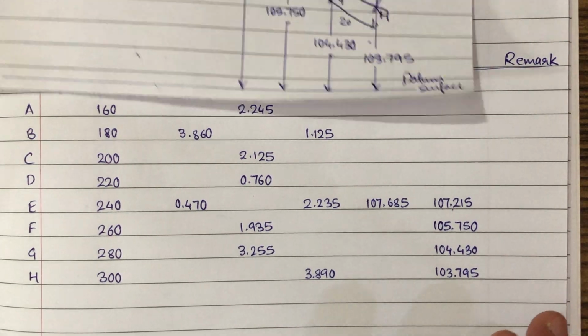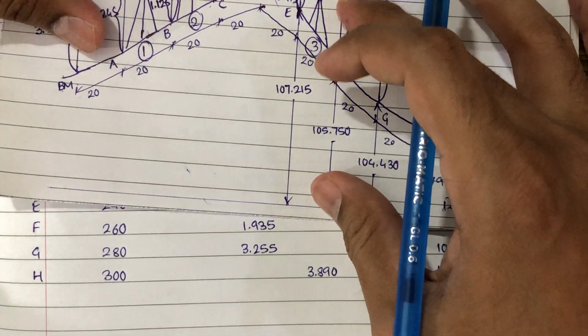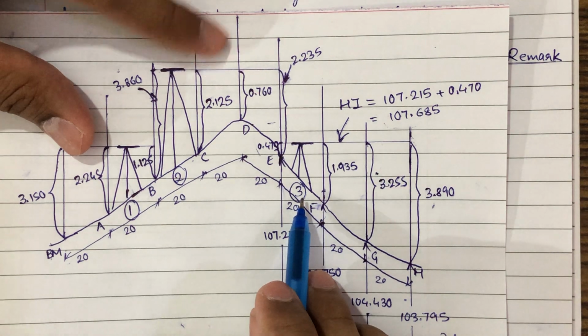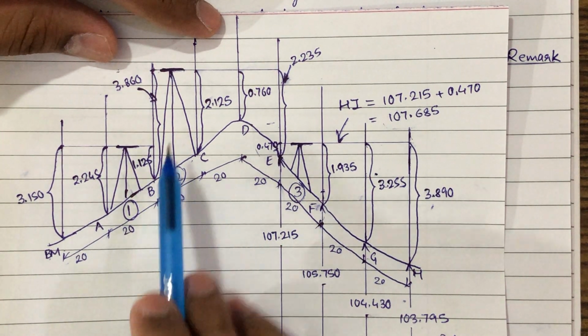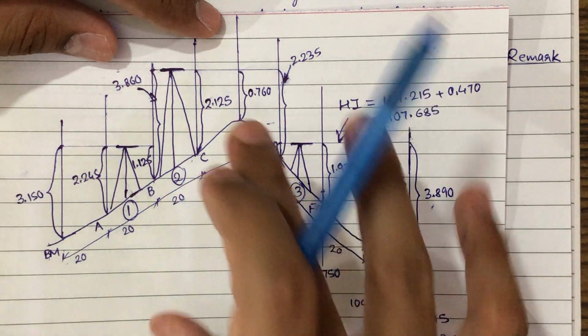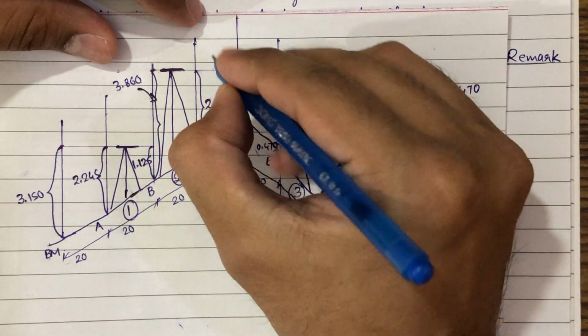Now this HI we calculated for the third setup of the instrument. Now we need to calculate the HI for the second setup of this instrument. This is the HI value for that.